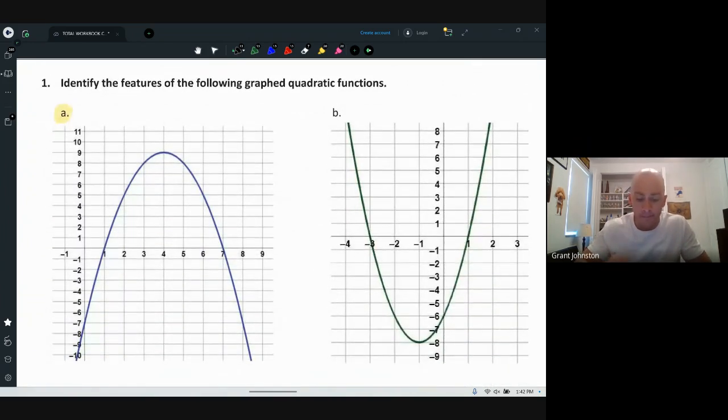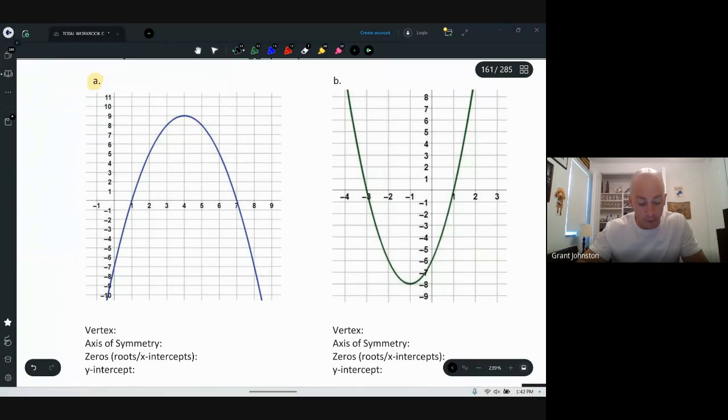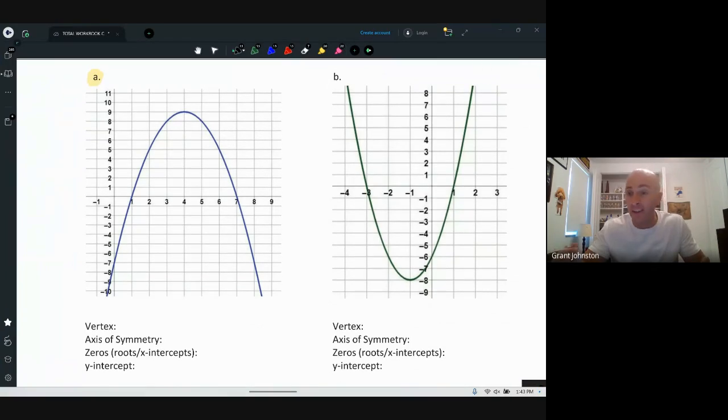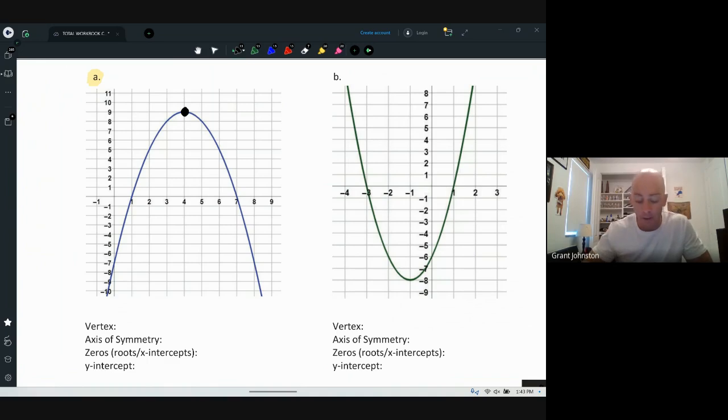So let's look at these graphed quadratic functions. They're already graphed for us, so now we just have to identify the features. I'm going to do A here. First it says vertex. The vertex is that either minimum or maximum point. In this case, it's this maximum point up here. It's when the graph goes from increasing, and then after that, it'll start going back down, decreasing. And the coordinate of that is (4, 9).